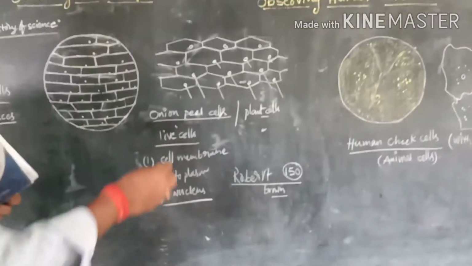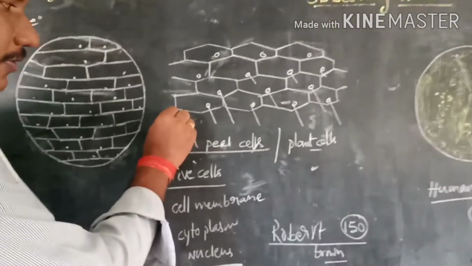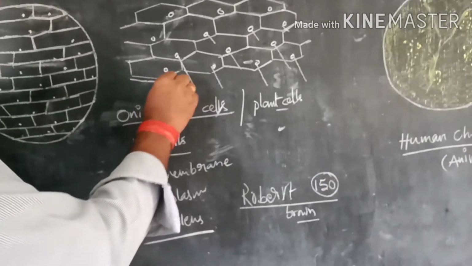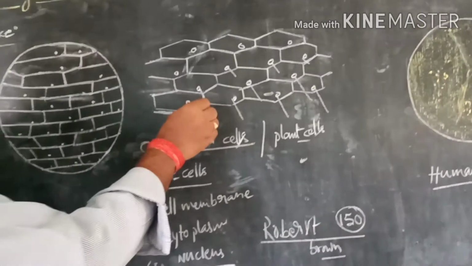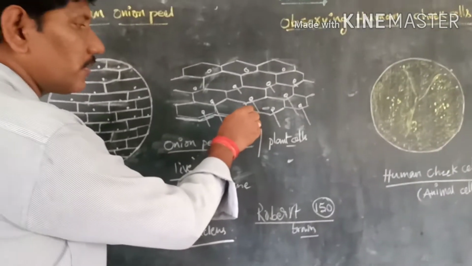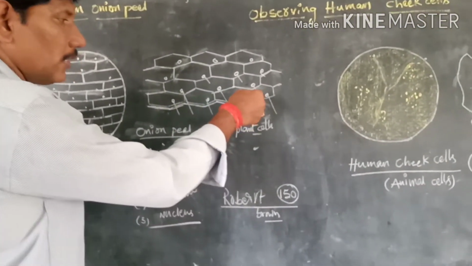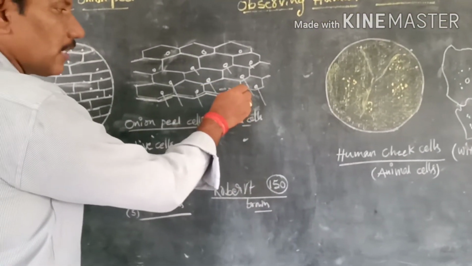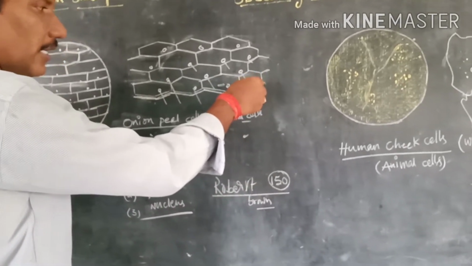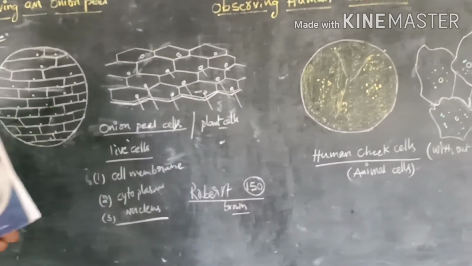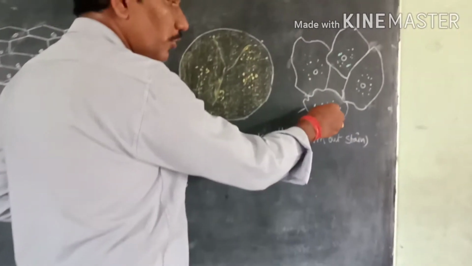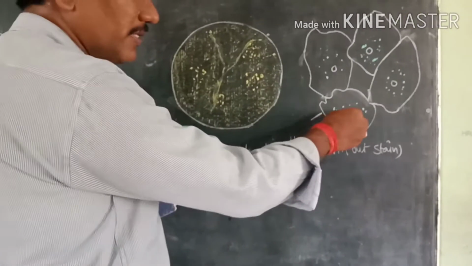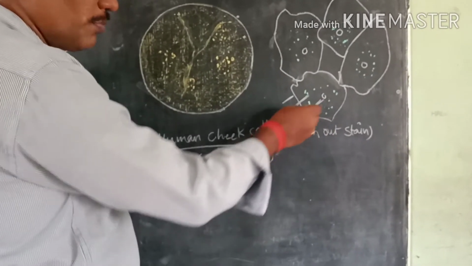While we are observing the onion peel cells, we have an additional layer covered by the boundary layer. This is called the cell wall. The cell wall is present in the onion peel cell or plant cells as an additional layer of boundary line, whereas it is absent in the animal cell. Only cell membrane, cytoplasm, nucleus, three basic components are present in the animal cell, I mean the human cheek cell.